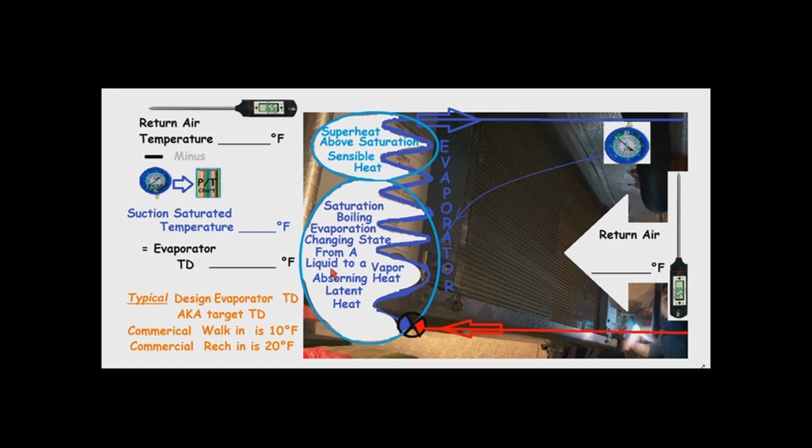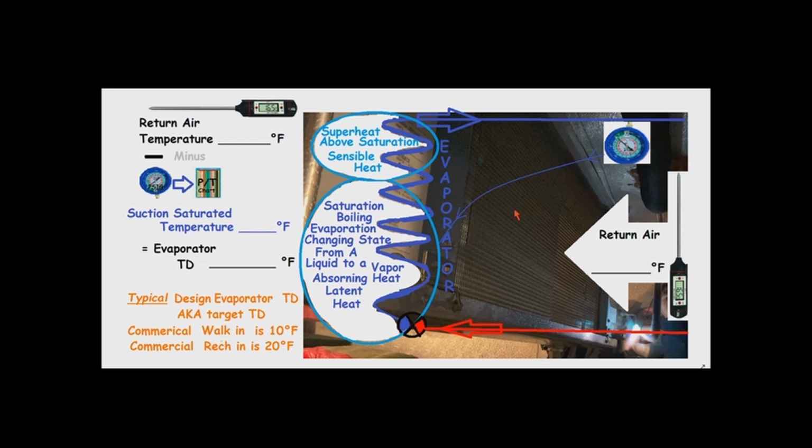So in a walk-in cooler, let's say our return air temperature is at 35 degrees Fahrenheit. So we put a thermometer in the air coming in, and right here we're at 35 degrees Fahrenheit. We know that our saturated temperature is going to be about 10 degrees less than the air temperature. So 35 minus 10 gives us our suction saturated temperature of about 25 degrees Fahrenheit. So 25 degrees Fahrenheit, notice that will freeze.